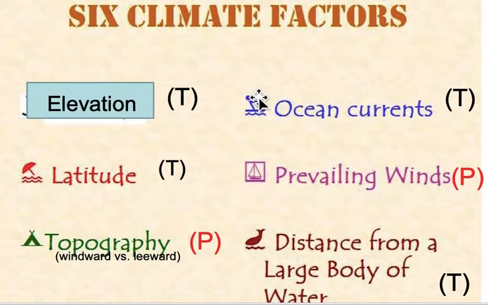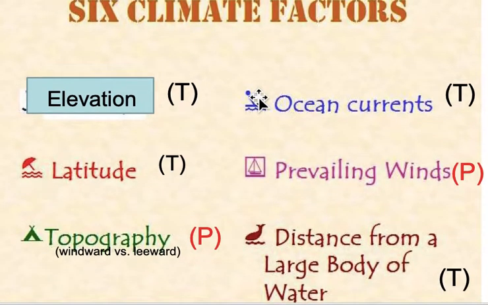Now, the big task you have for this lesson is to learn these 6 climate factors by heart and to know how and why they affect the climate. For example, elevation will affect your climate. How does it affect your climate? I've put a T here. It affects the temperature. So elevation only affects temperature. Remember, we have 2 variables, temperature and precipitation.